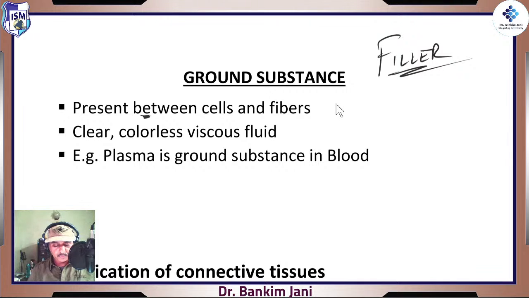Clear, colorless, viscous fluid, right? Say for example, plasma is ground substance in blood. So good, right? It is ground substance in blood because blood comprises all those RBC, WBC, platelets, and all of them, they cannot be put like filling up a bag and just putting it into the arteries or veins. There is a fluid, there is plasma, right, in which everyone is floating.